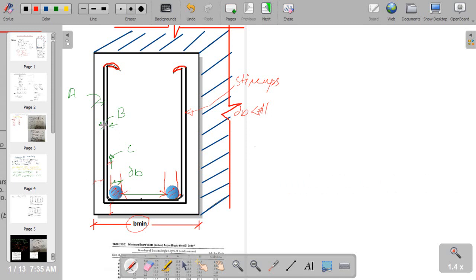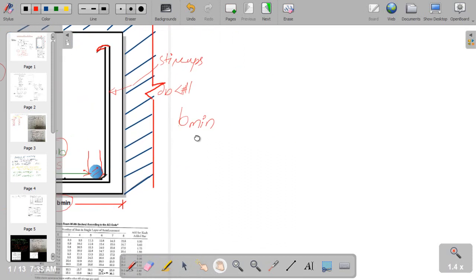The side clear cover is denoted by A, while the diameter of the bar is denoted by dB, right? And the spacing between these two bars is denoted by S. Now on the basis of this criteria, we can find out the minimum width, B minimum.